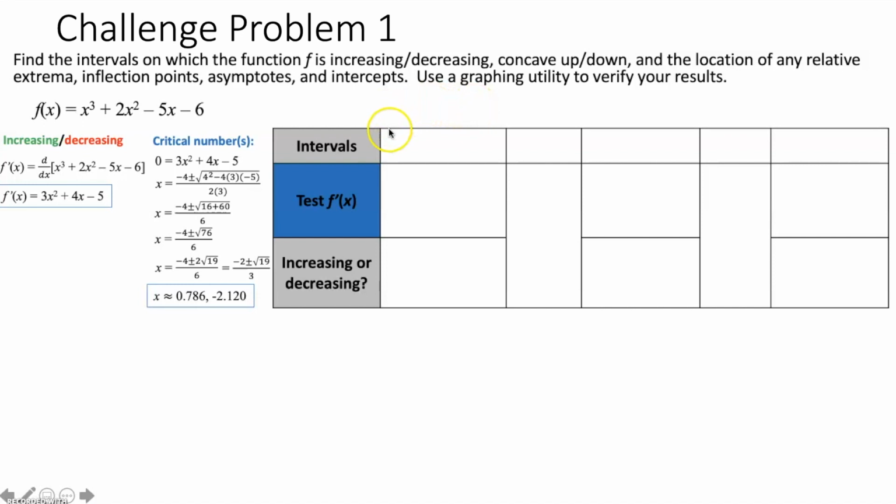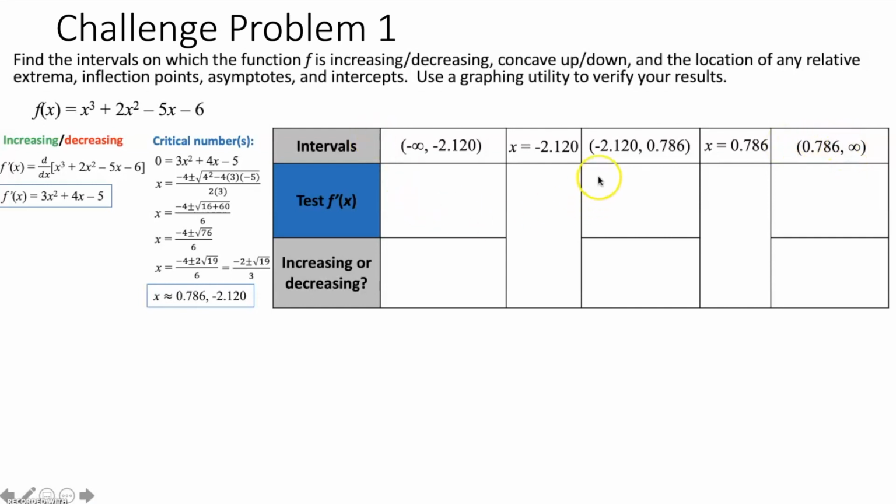So we start at negative infinity and we go to our first critical number, which is going to be at negative 2.120. Then at x is equal to negative 2.120, we determine whether there's a relative max or min. Then from negative 2.120, we go to our second critical number at 0.786. Then at x is equal to 0.786, we determine whether there's a relative max or min. Lastly, we go from 0.786 to infinity.